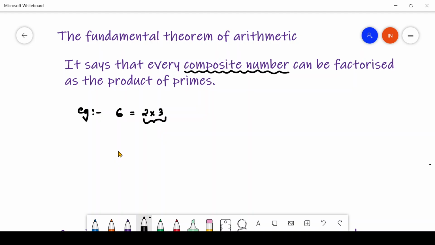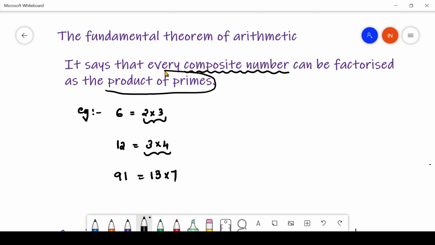Another one we can write is 12. What about 12? We can write it as 3 into 4. These are also prime numbers, and the product of primes gives you a composite number, right? Yes. So 91, we can write it as 13 into 7, right? So the theorem says every composite number can be expressed as a product of prime numbers.